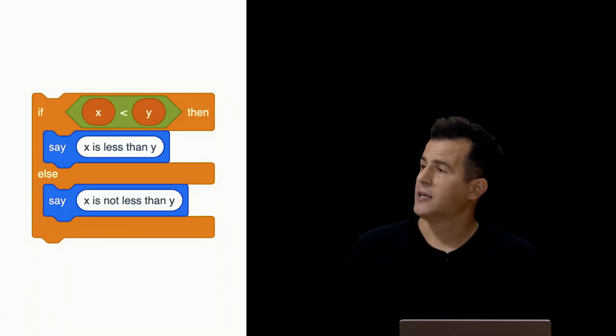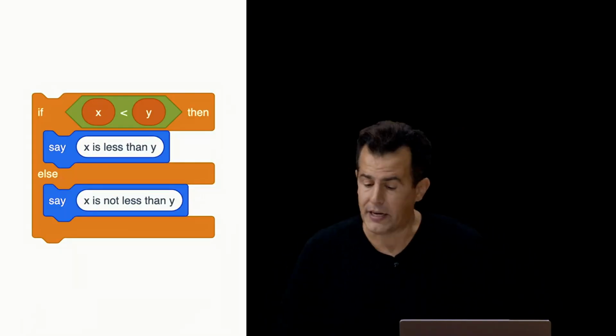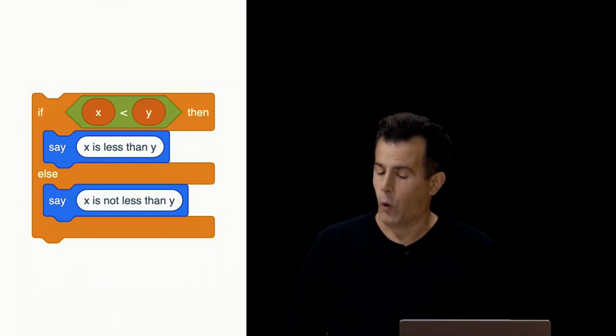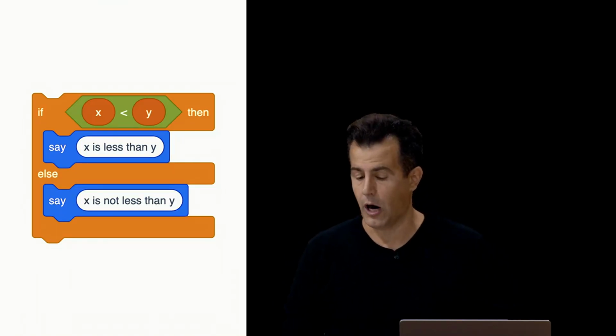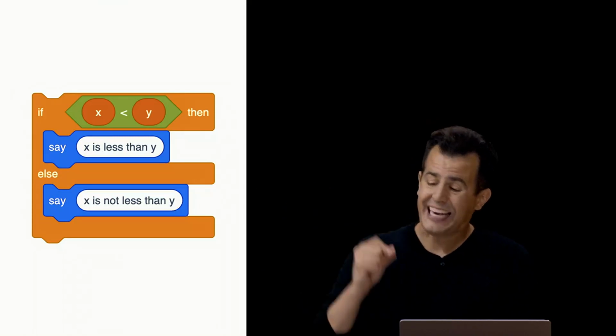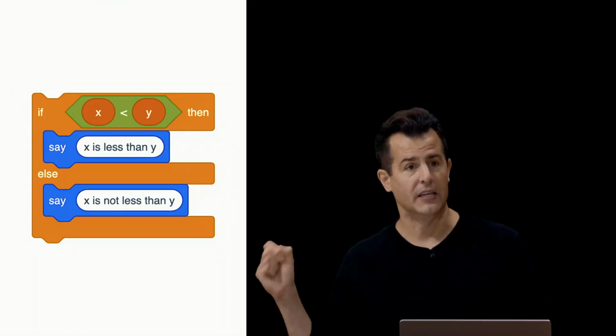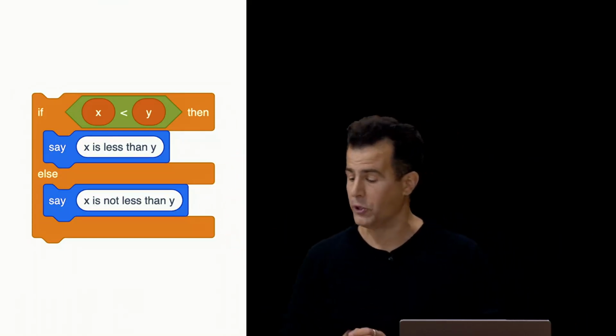How about in Scratch if you wanted to express this? Two ways in the road that you might go, left or right, so to speak. Well, if x is less than y, I want to say x is less than y. Else, I want to say the opposite. X is not less than y in this case. So I'm making a decision based on that Boolean expression.